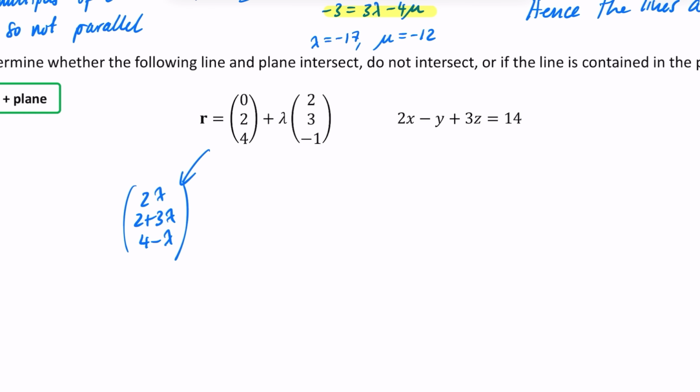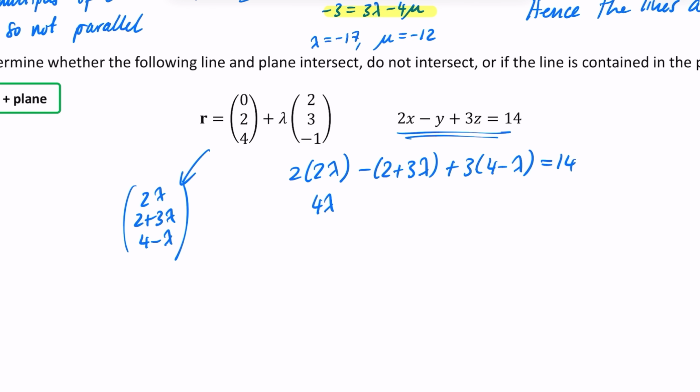And then I'm going to substitute that into this equation. So this is 2 lots of the x part, the first bit, minus the y part, plus 3 lots of the z part, and that is equal to 14. 4 lambda minus 2 minus 3 lambda, plus 12 minus 3 lambda is equal to 14. Now for the lambdas, I have 4 minus 6 in total, so that's minus 2 lambda. I'll do the 14, take away 12, which is 2, add 2, which is 4, which means that lambda is equal to minus 2.